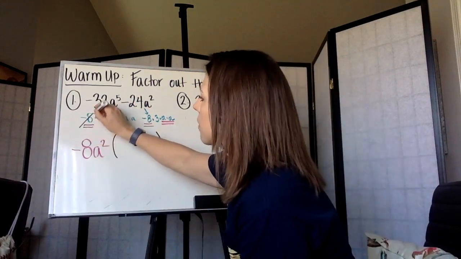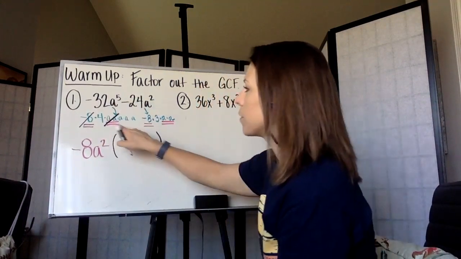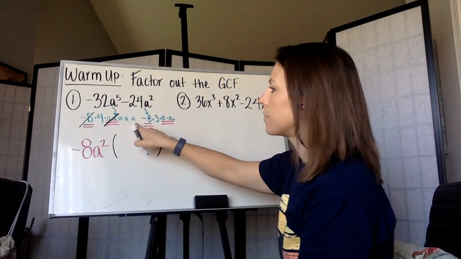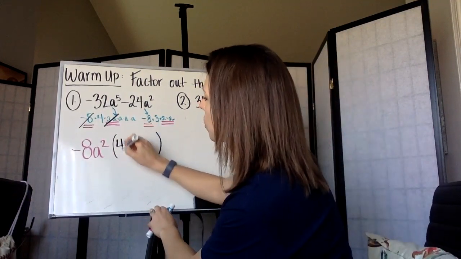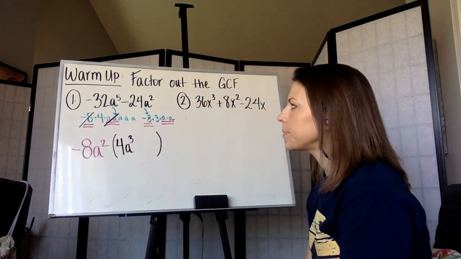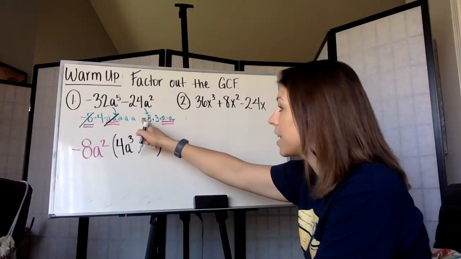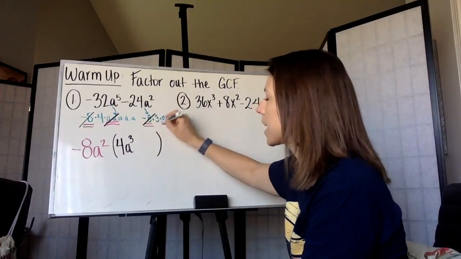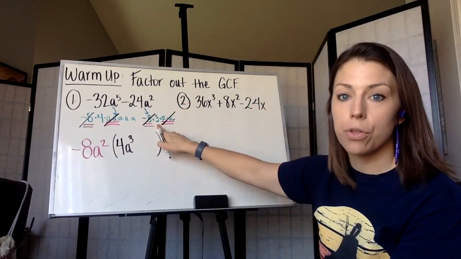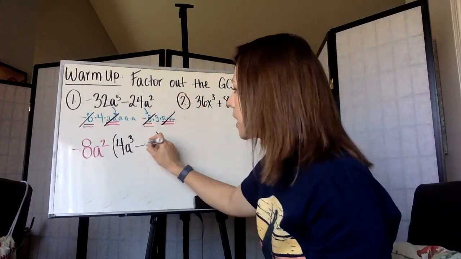So when I take out the negative 8 and the a squared from the first term, I'm left with 4 times a times a times a, which in other words is 4a to the power of 3. When I factor out negative 8a squared from the second term, here's where we make mistakes. I'm left with a positive 3. Now, would I write that like this?